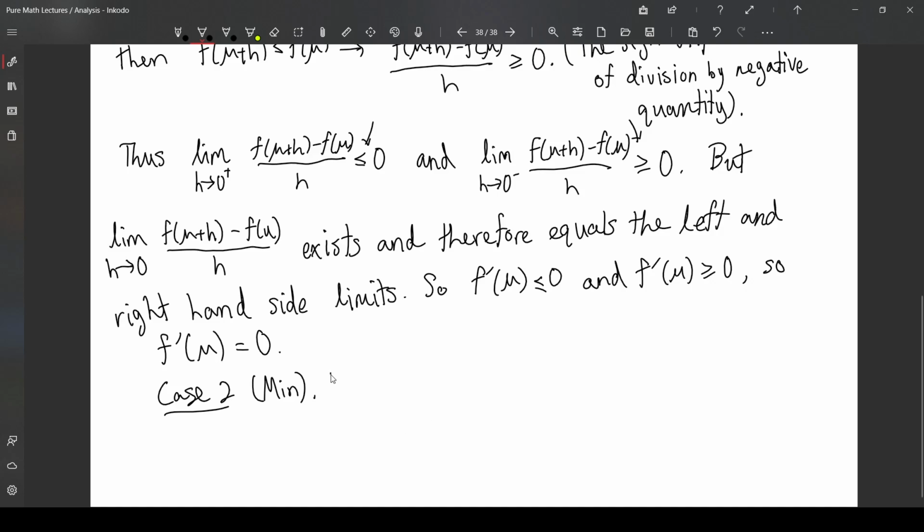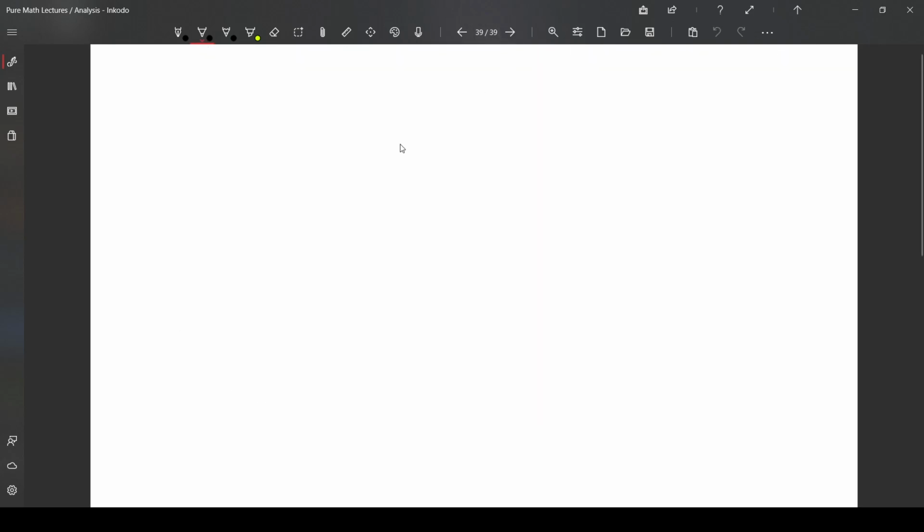Or you could say, take g equal to the negative of f. Then if f has a minimum, then g has a maximum. And therefore, g prime of mu is going to be 0. And then f prime of mu is going to be equal to negative 0, which is 0. So that's all we have to do. All right, so that was the first result, and probably took more time than I wanted to.